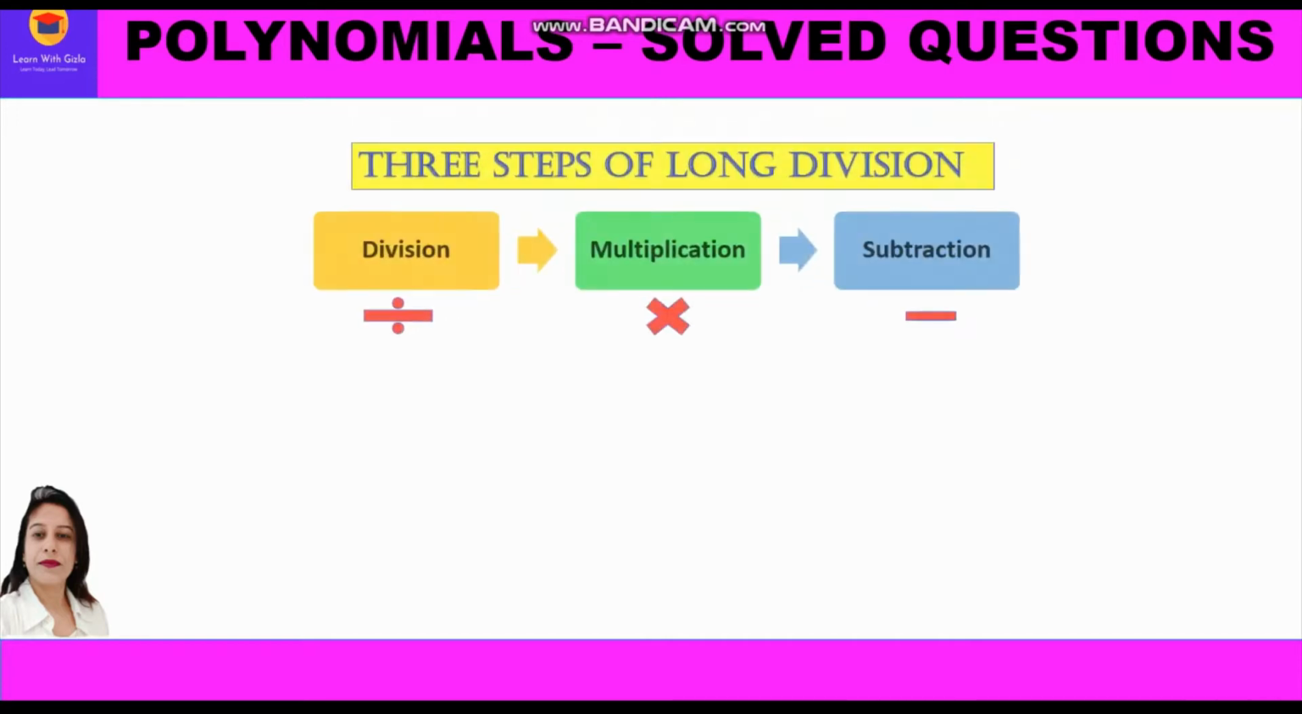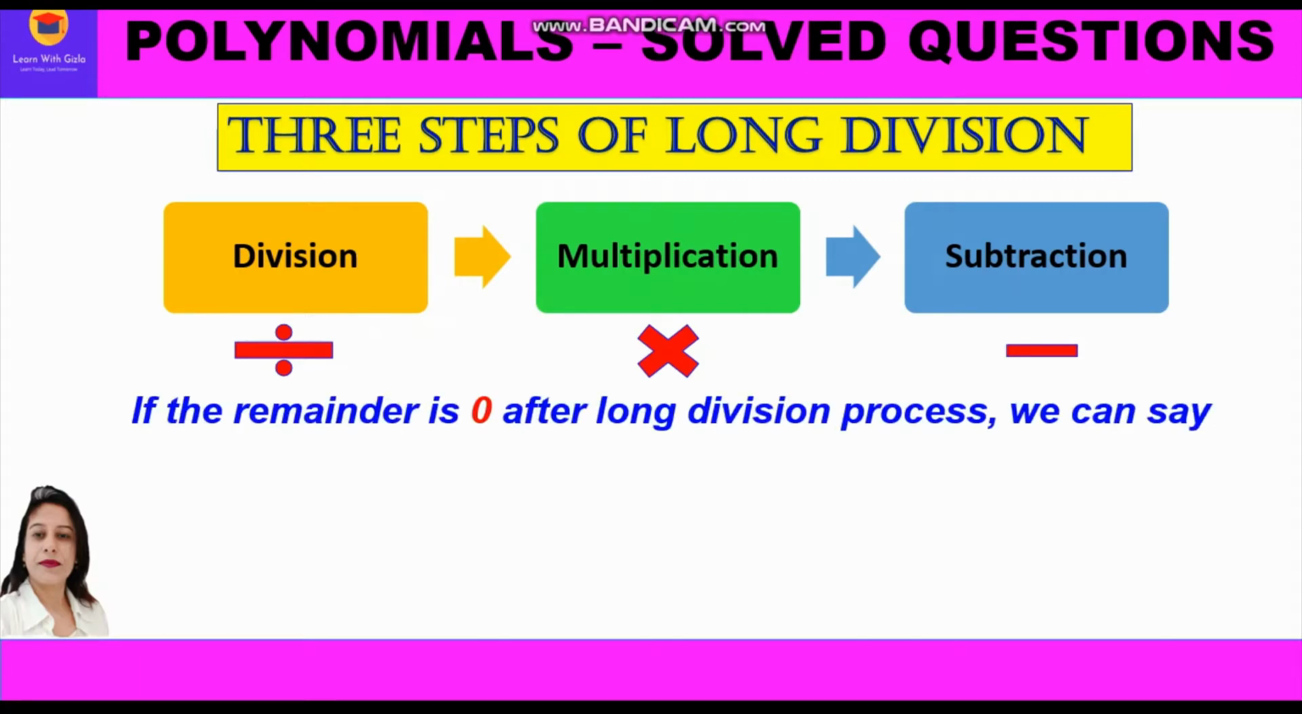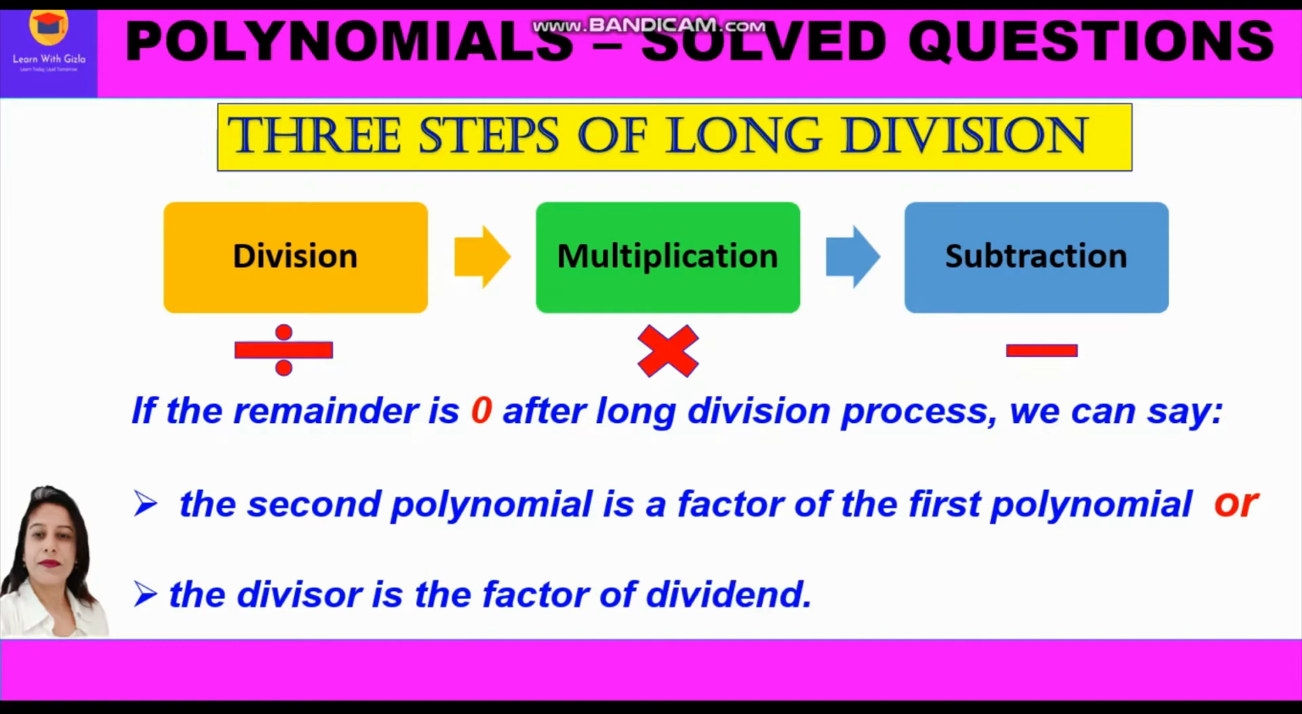Now long division of polynomial is same as long division of whole numbers. The three steps involved in long division are: first is division, second multiplication, third subtraction. If the remainder is 0 after long division process, we can say that the second polynomial is a factor of the first polynomial, or the divisor is the factor of dividend.